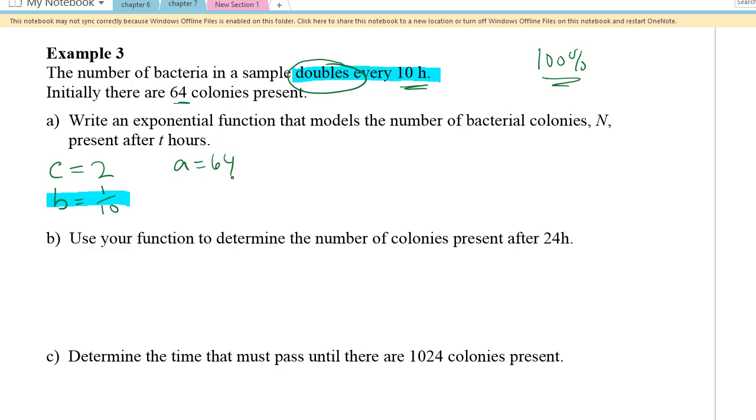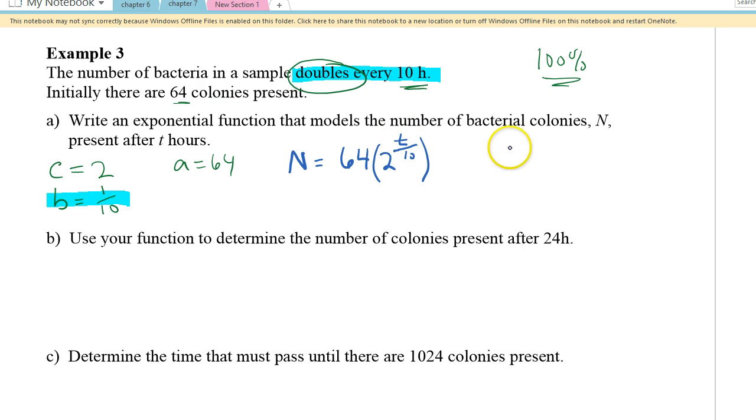Let's try it out. Let's make a function here. So we're supposed to use the letter n. N is equal to, and our variable is t, so we're going to say 64 multiplied by our base, which is 2. So we'll go like this, 2 to the power of t over 10.